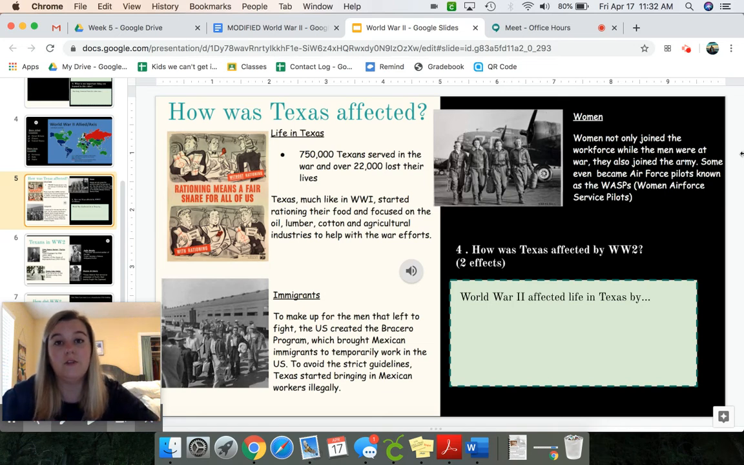So women are going to step up. Remember, they've gotten the right to vote thanks to their help in World War I. Now in World War II, they're going to want even more help. So women are really going to take over. They can join like the military, but they cannot fight. So they're going to stay in non-combat roles.